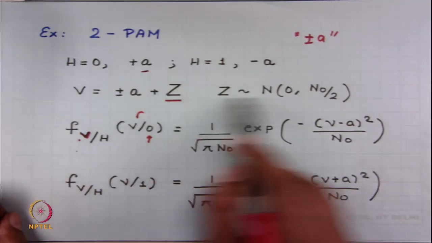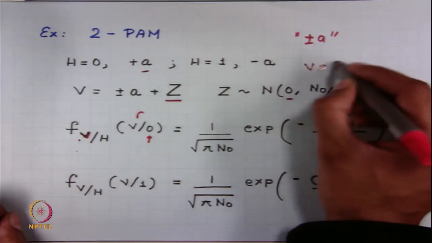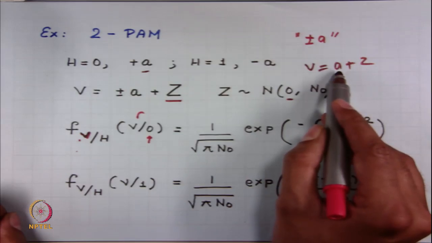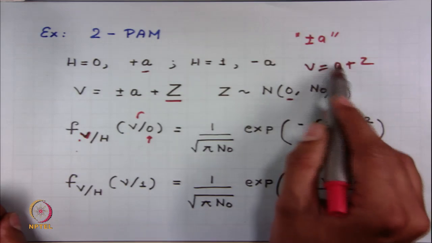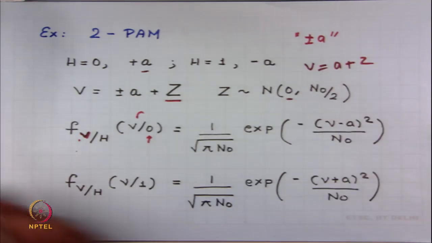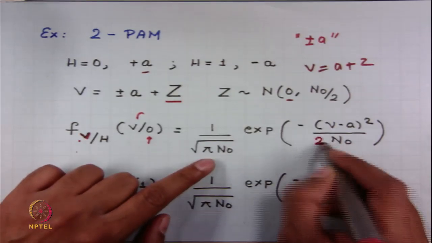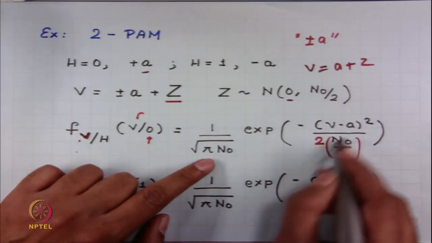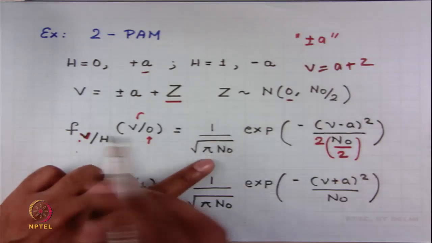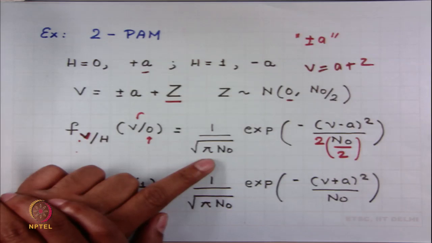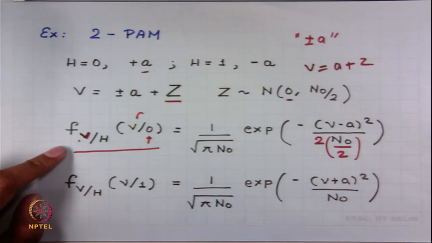Z was a random variable with mean at 0, and so V equals A plus Z will have a mean at A, right. The variance does not change if you add a deterministic signal to a random variable. So, the variance will remain the same, N naught by 2. You can also write this as 2 times N naught by 2. In fact, the variance is intact, N naught by 2, only the mean has been shifted to A, and this is the likelihood when hypothesis 0 has been sent.